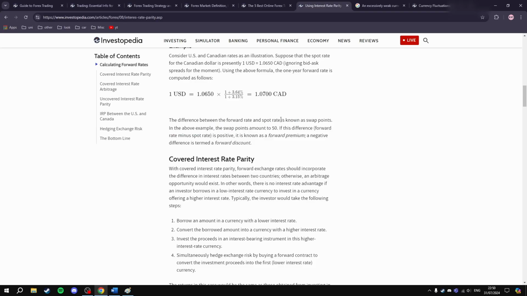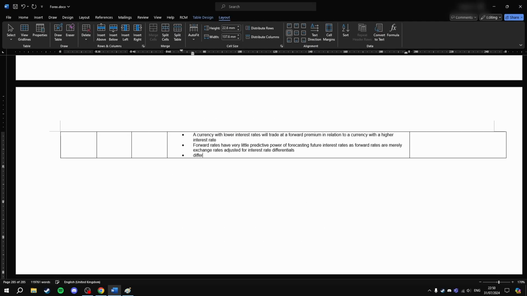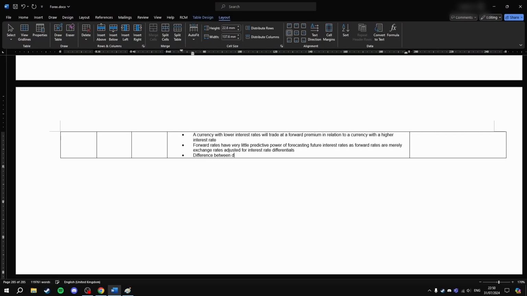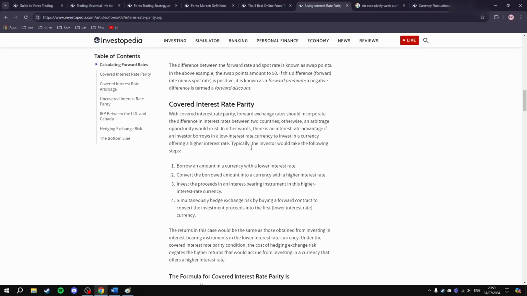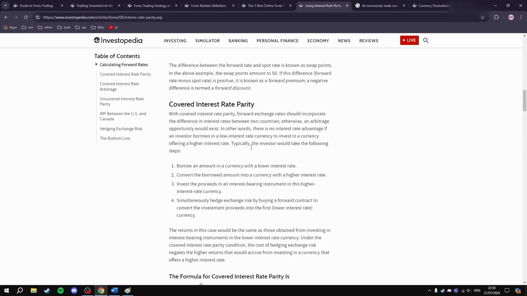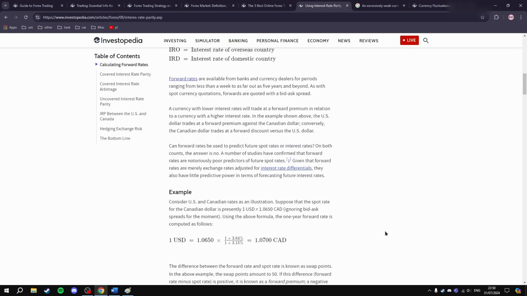The difference between the forward rate and spot rate is known as the swap points. In the above example, the swap points amount to 50. Was it 50? Oh, because 700 minus 650 is 50.